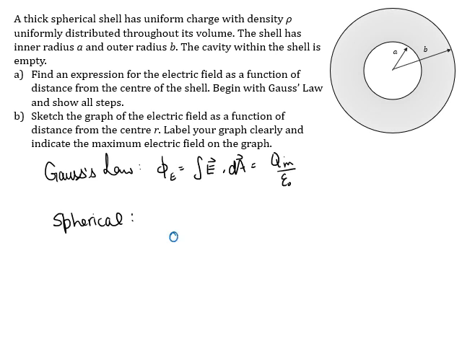If we have a charge with spherical symmetry, it means that the electric field lines are radially outwards. If our electric field is radially outwards, then our best choice of a Gaussian surface is a sphere. We'll call that radius r. So that's our Gaussian surface. It's a sphere with radius r.